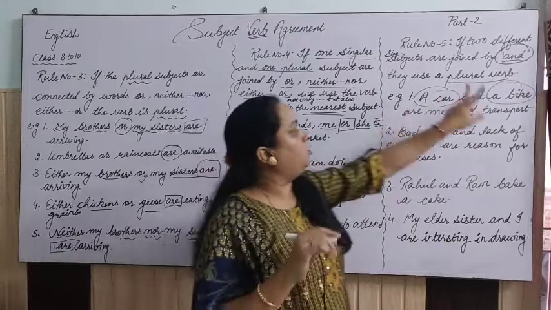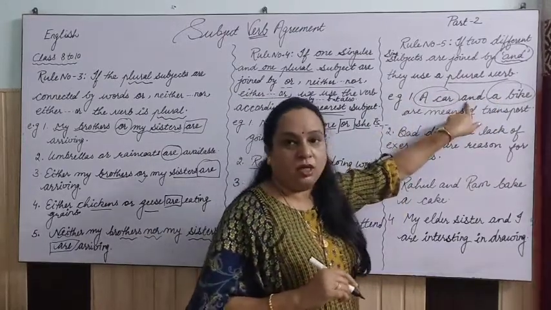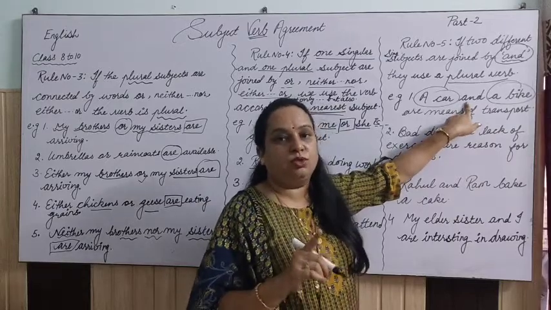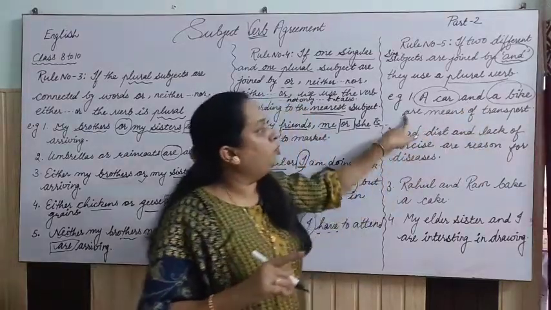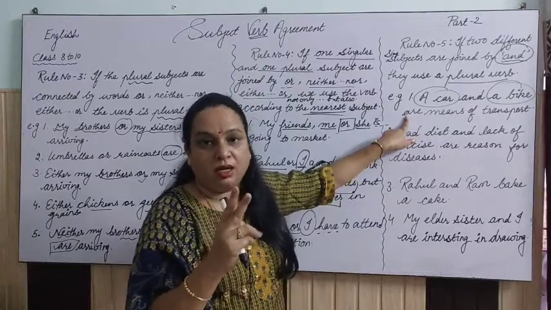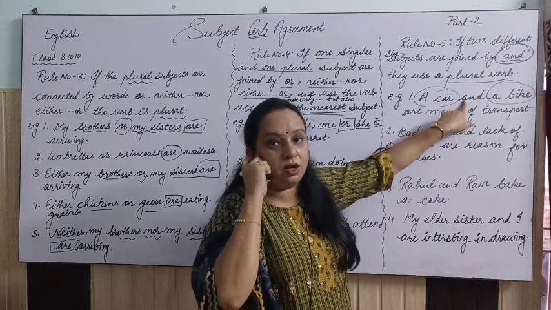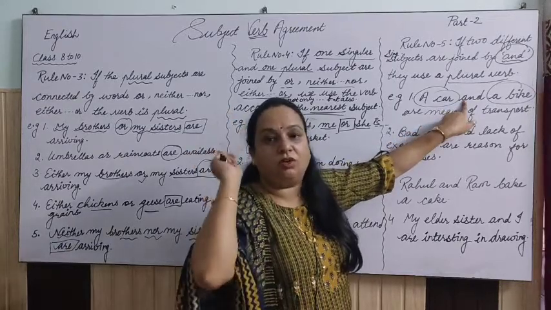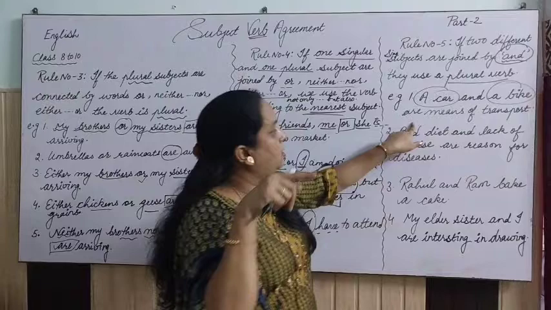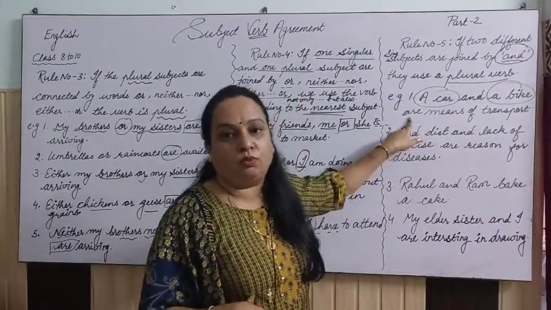So both singular subjects, if they are joined with the word and, right, then which verb do we have to use here? Plural verb, because we have two things here, right? And they are combined with and. Earlier with or the choice was there, so there you have to do singular, but here when and is there, then you have to use plural verb.